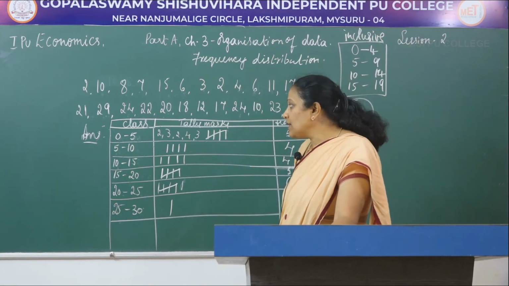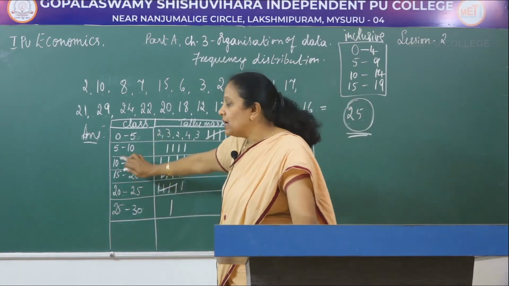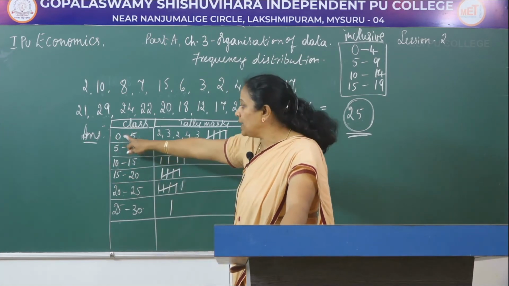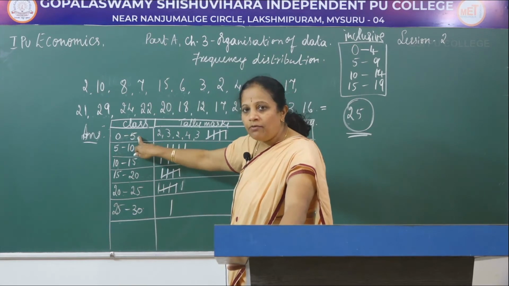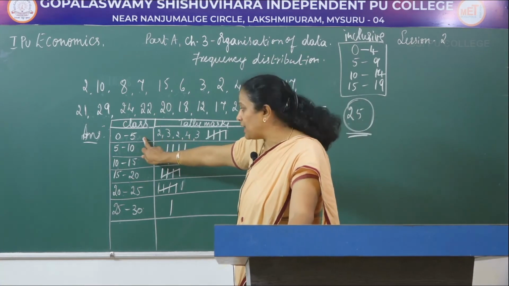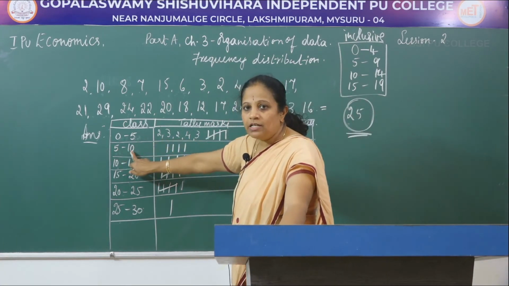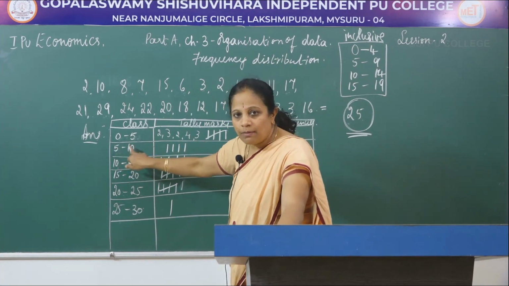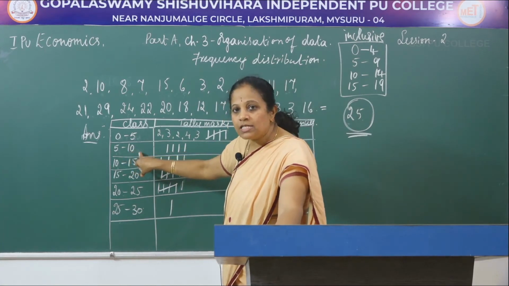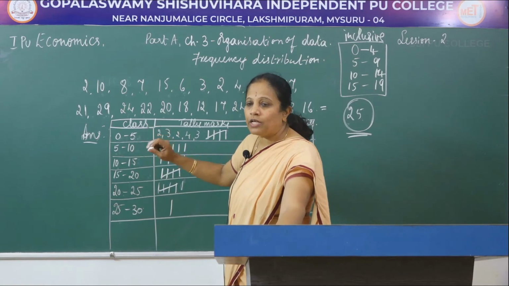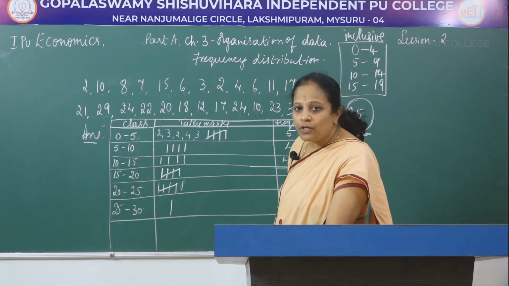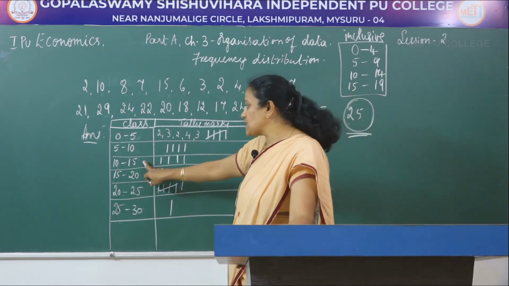Now let us see what the class marks of these classes are. It is nothing but the total of these two numbers taken as an average, or divided by 2. So 0 plus 5 is 5, divided by 2 is 2.5. So the class mark of this is 2.5. Here 10 plus 5 is 15, divided by 2, because there are only two numbers on either side. 15 divided by 2 is 7.5. And 10 plus 15 is 25, and 25 divided by 2 is 12.5. So that is the class mark of this class.